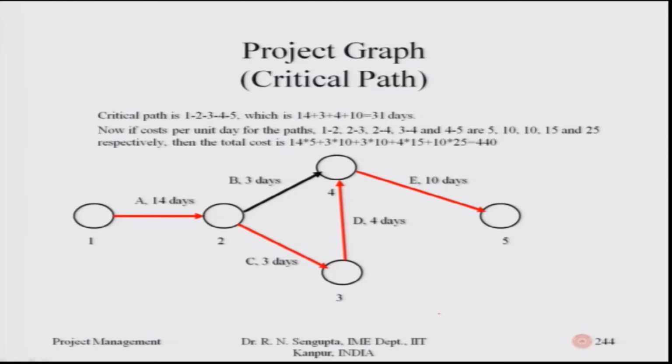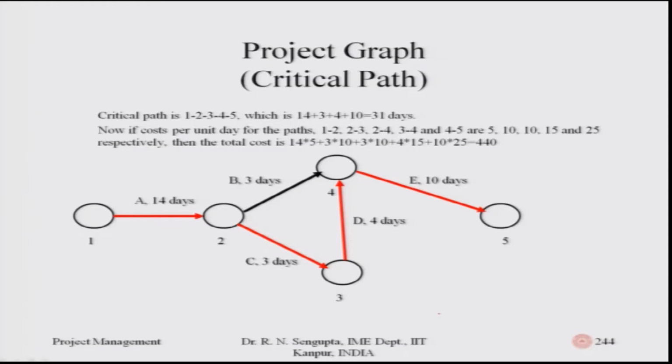Then for the next one, the total time taken would be 4 into 15, and the last but one would be 10 into 25. But even though B is not in the critical path, its cost would also come into the factor. That cost factor would be 3 into 10. So, if I want to find out the overall cost, don't concentrate only on the critical path.